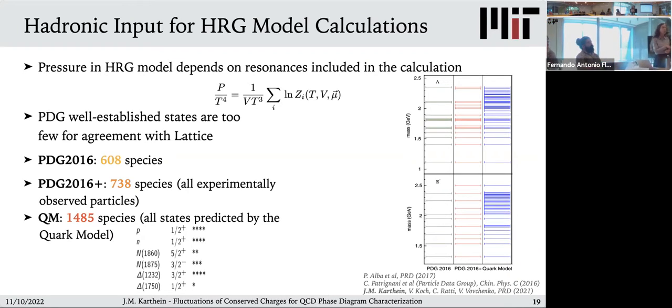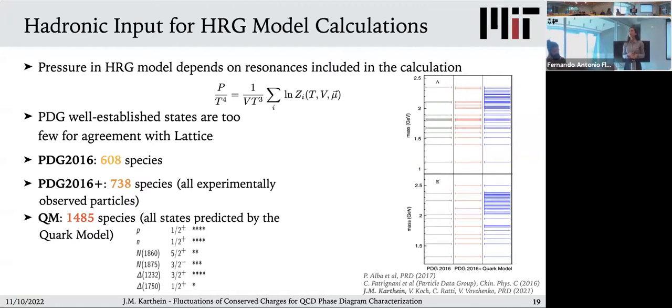But I'm going to show in this talk that we find a similar conclusion by looking at different susceptibilities as well. So again, that was looking at partial pressures, and in each of the sectors, the 2016 plus list is the best. And then I guess another question is, is it true that lattice only applies to small μB?